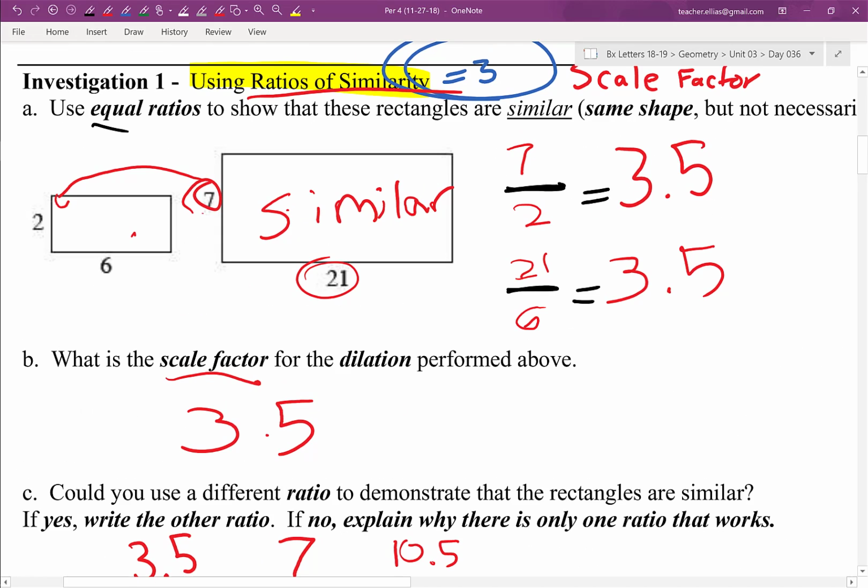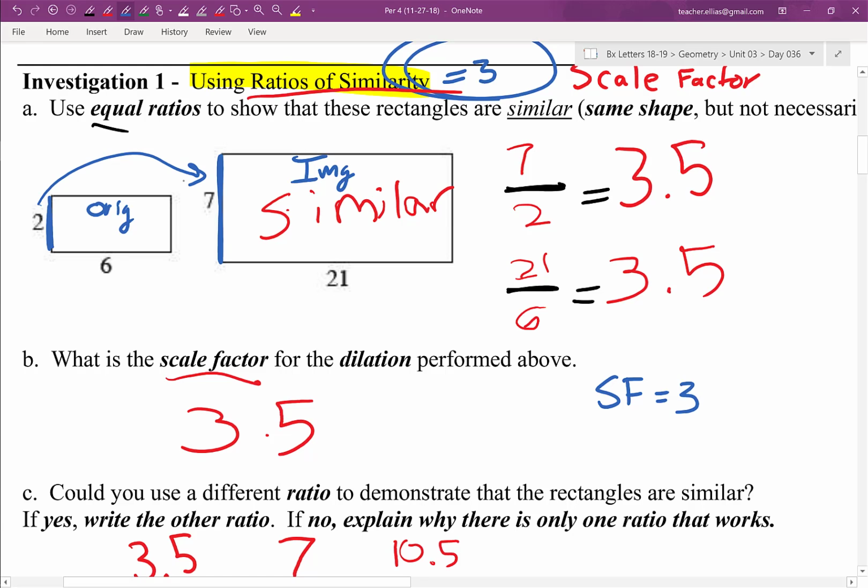All right, so let's go over this. I'm going to call the big one my image, and the little one my original. What does 2 correspond to? Okay, so what if my scale factor is 3? This should be 6. Is that what's happening? No.